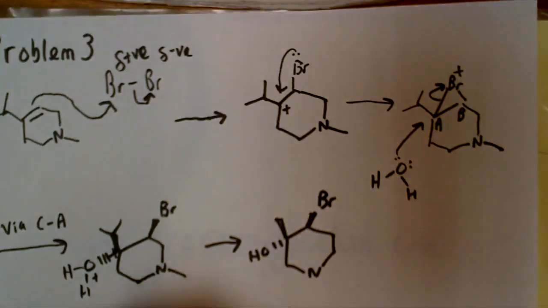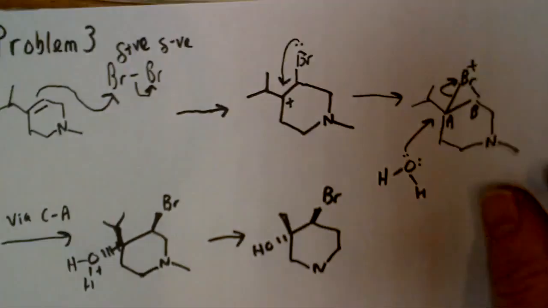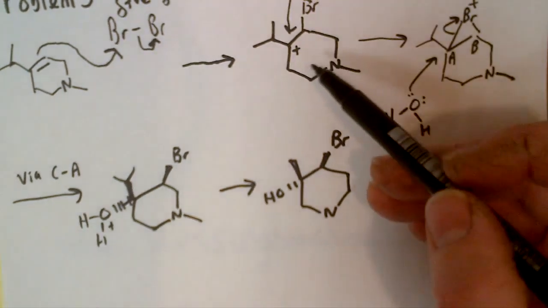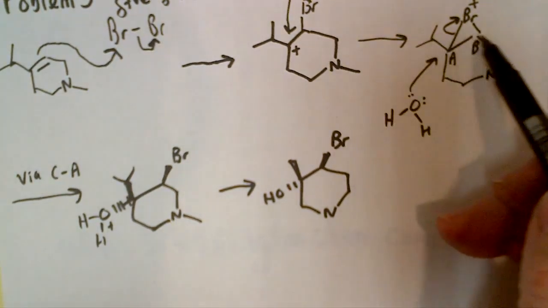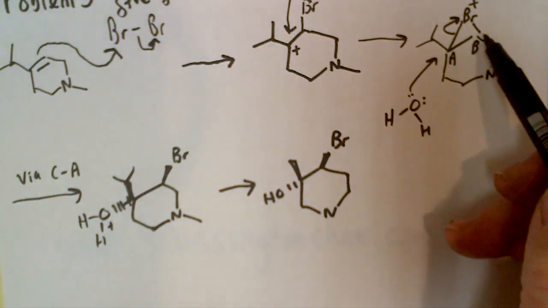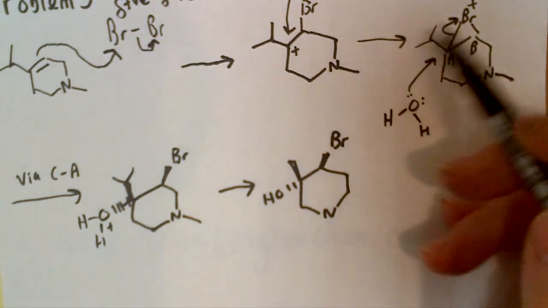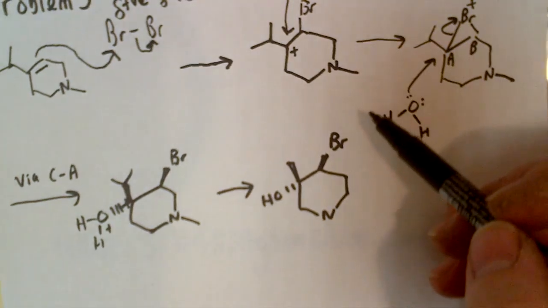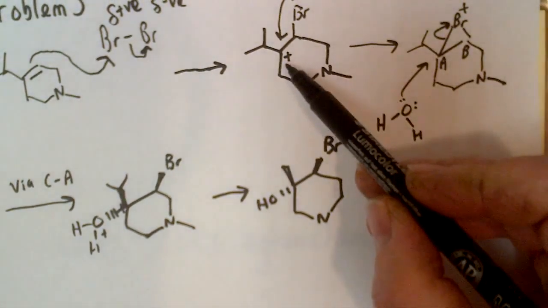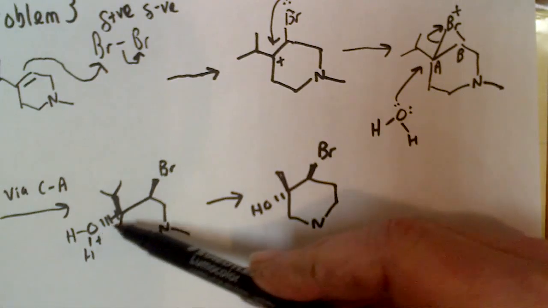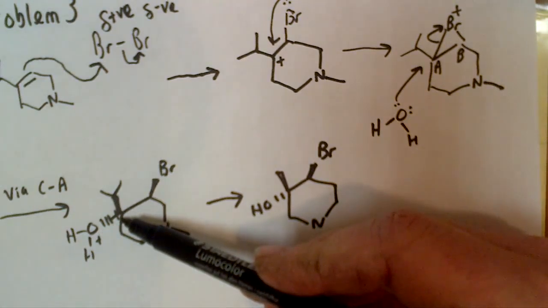shown. If we then believe that we can have equally likely attack towards carbon B, but if we consider carbon B here to be a carbocation, this would be a secondary carbocation, less stable than this carbocation. So in terms of energy, you might say this is the more favourable carbocation, so nucleophilic attack by the water to this more substituted carbocation here is more favourable energetically.